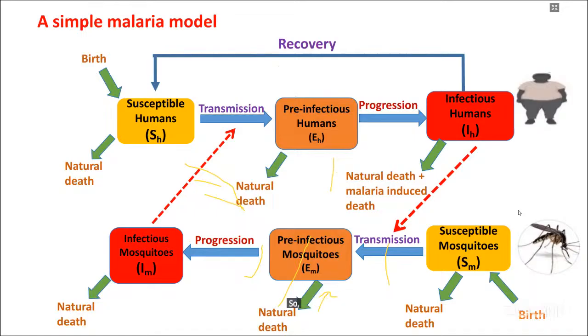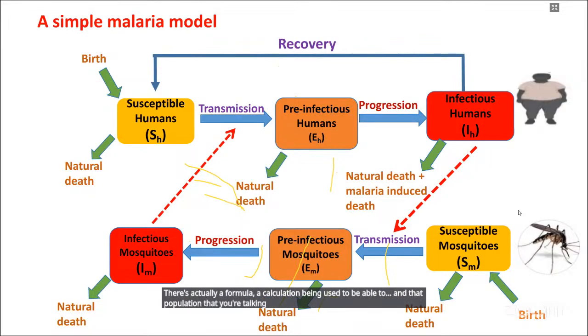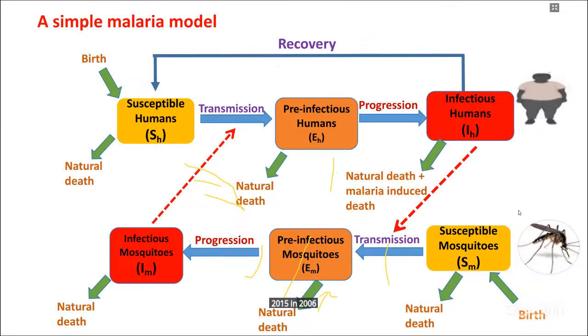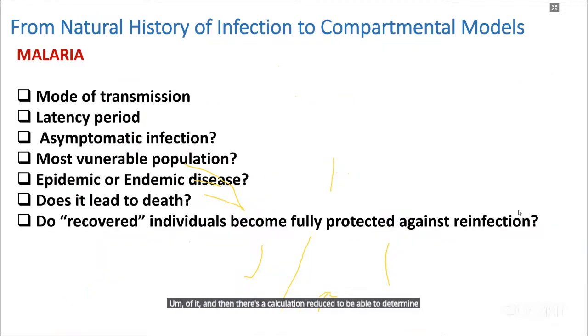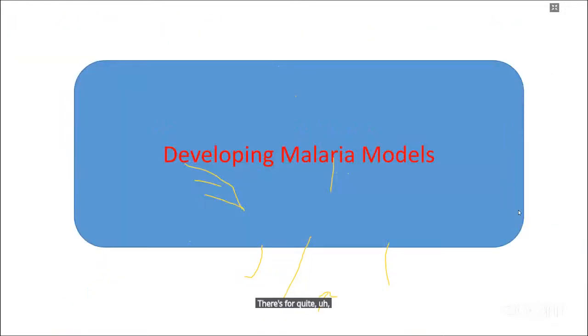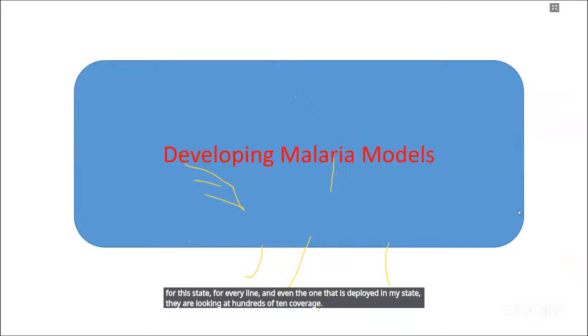So there are things that involve even the coverage, to be able to get that coverage in households. There's a formula, a calculation being used. The population you're talking about is based on the projected population from the 2006 census. Each state has its growth rates, and they project the population and use a calculation to determine the coverage. For the state, and even the one deployed in my state, they are looking at 100% coverage now.